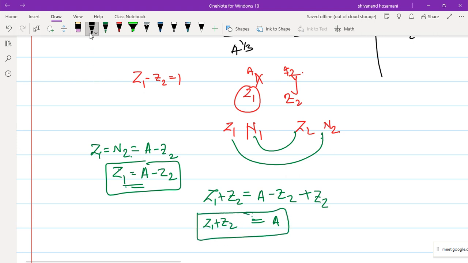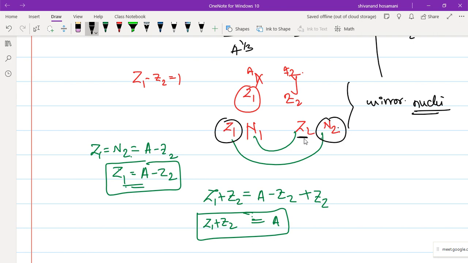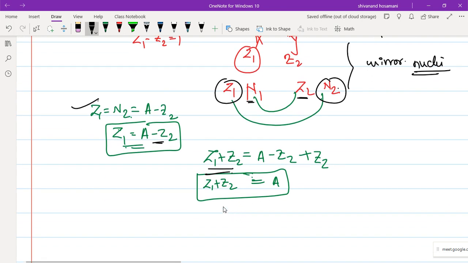This is clear. This is applicable only in case of mirror nuclei. As the protons of the first nucleus equal the number of neutrons in the second one, and the neutrons of the first equal the protons in the second, by taking that, I can replace z1 with a minus z2. By replacing that in terms of z1 plus z2, I get a. And n1 can be rewritten as n1 is equal to z2.